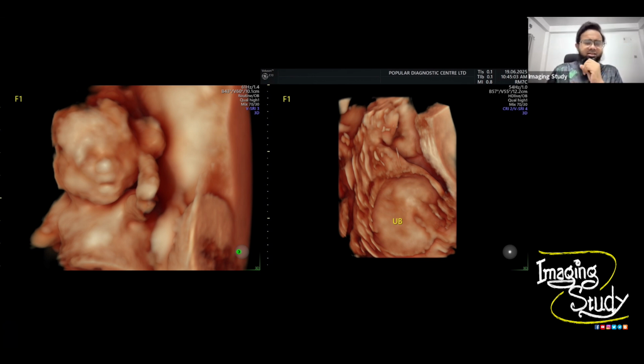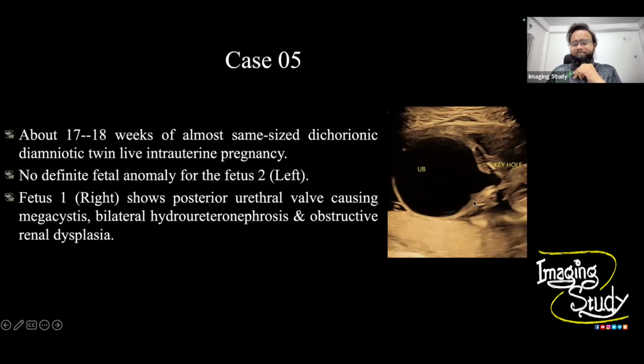Okay, so this is actually the picture of the suffering baby. That is the fetus one. So this is the case. This was an 18 weeks almost same size dichorionic diamniotic twin live intrauterine pregnancy with no definite fetal anomaly for the second one, and fetus one showed the posterior urethral valve causing the megacystis and bilateral hydroureteronephrosis with obstructive renal dysplasia.